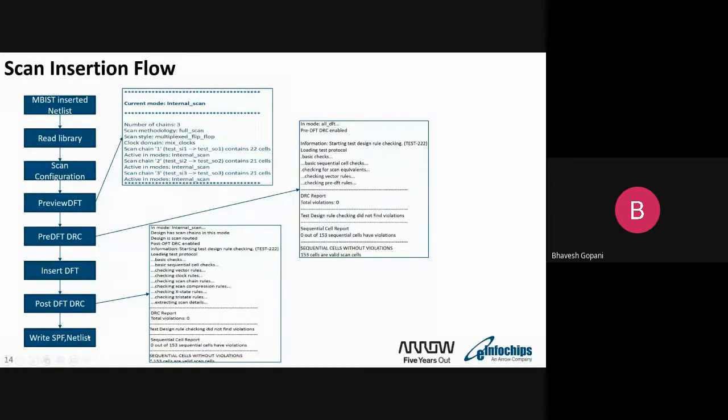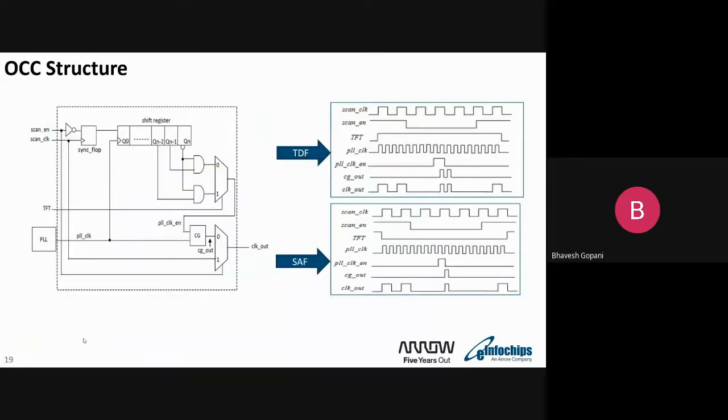After scan insertion, another parallel topic is that I'm not going directly into ATPG, but there is another very important parameter, OCC. OCC, on chip clocking. Why do we need it? So first one is when we are doing at-speed testing. Any questions?